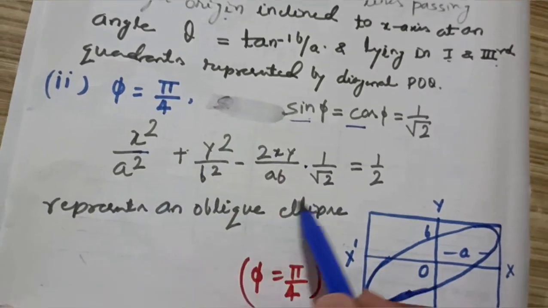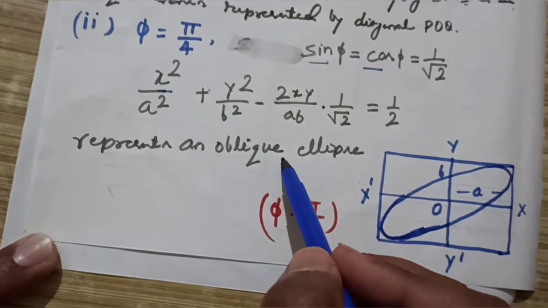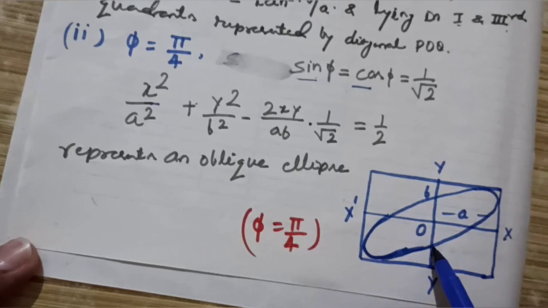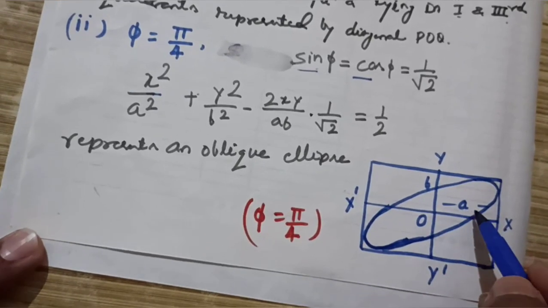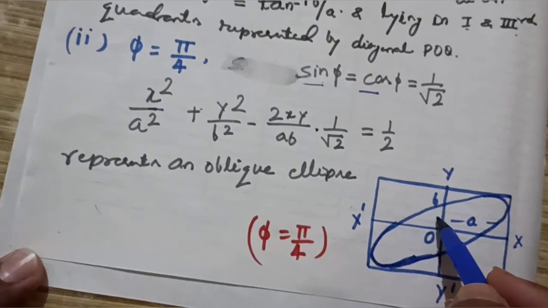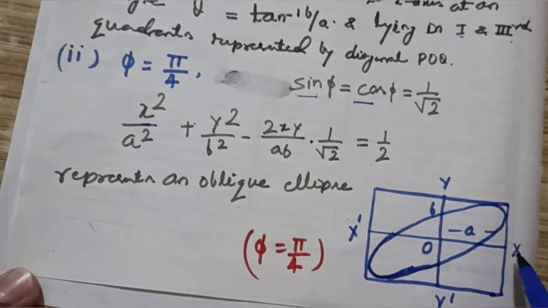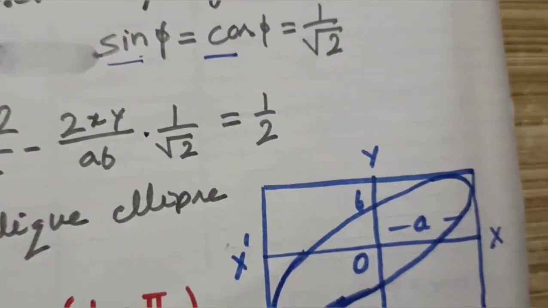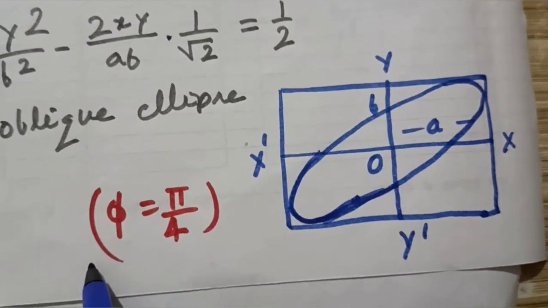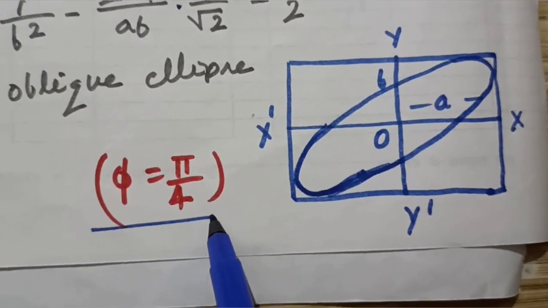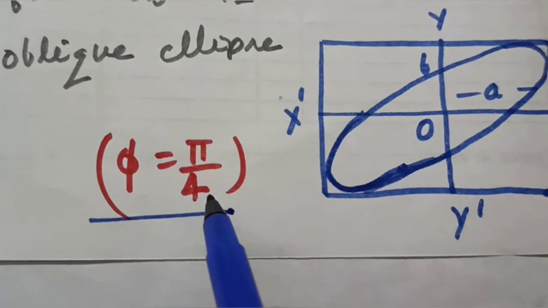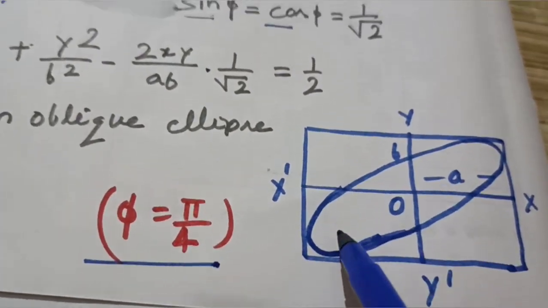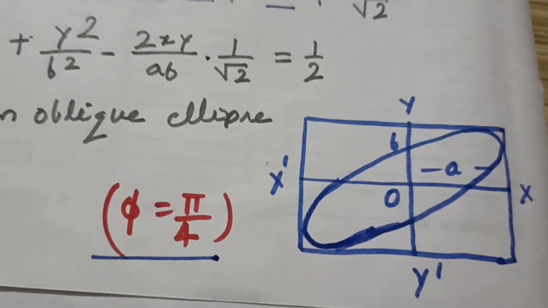Now, this is also representing an oblique ellipse, and it is represented by this figure here. Here is A, here is B. You just see that this is x dash, y and y dash. So this is the resulting Lissajous figure when both the waves have phase phi, this is pi by 4, and this is the proper representation of an oblique ellipse here.